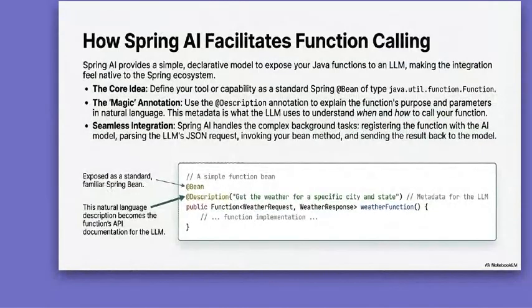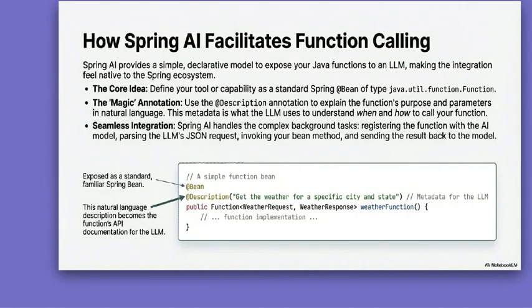Okay, before we jump into the Spring AI implementation details, I want to clear something up. You mentioned real-time data access earlier. A lot of developers are using retrieval augmented generation, or RAG, for that. Isn't function calling just RAG for live data? That's an excellent and really necessary distinction to make. They serve fundamentally different purposes, even though they both involve external data.